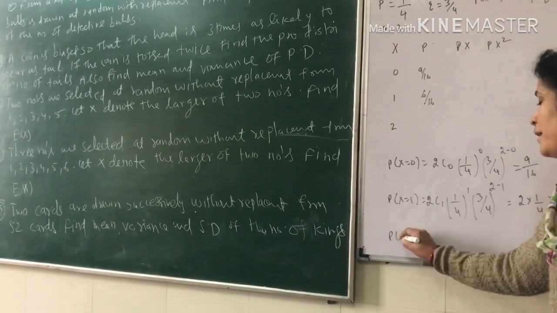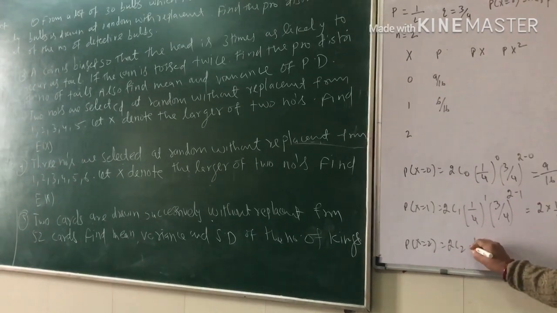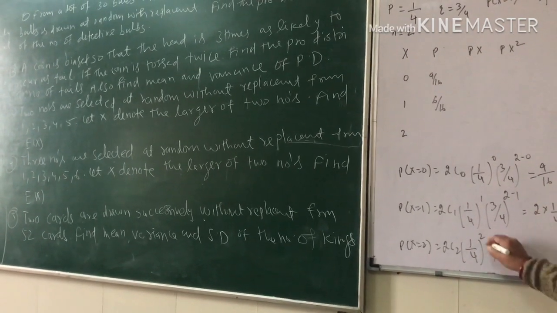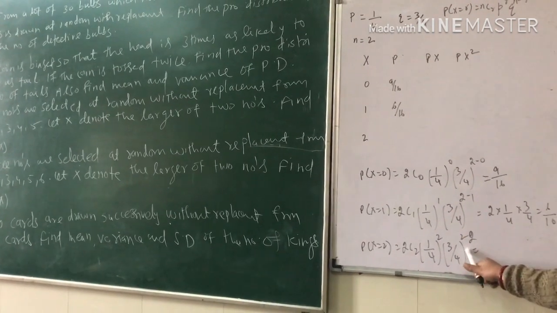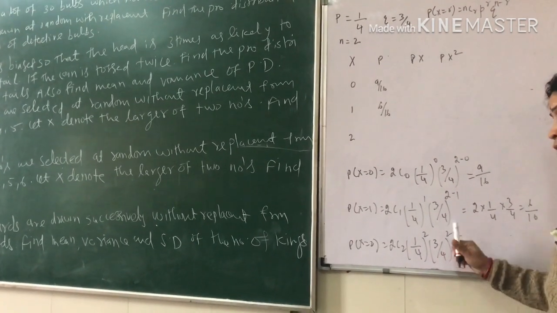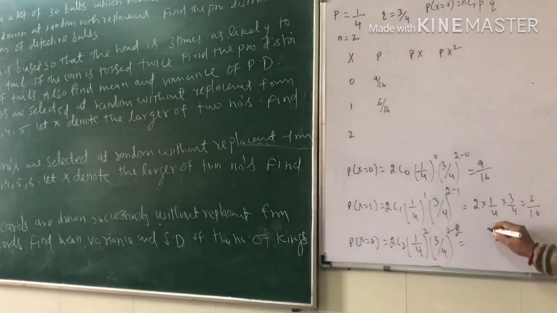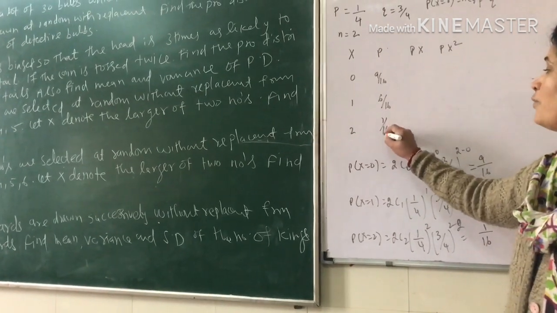Now probability of x is equal to 2. X is equal to 2 means 2C2 into (1/4)^2 into (3/4)^(2-2). That becomes 2 minus 2, that becomes how much? 0. Anything power 0 becomes what? 1. And 2C2 becomes how much? 1. Now we are getting 1 out of 16. Now here you have to write 1 out of how much?